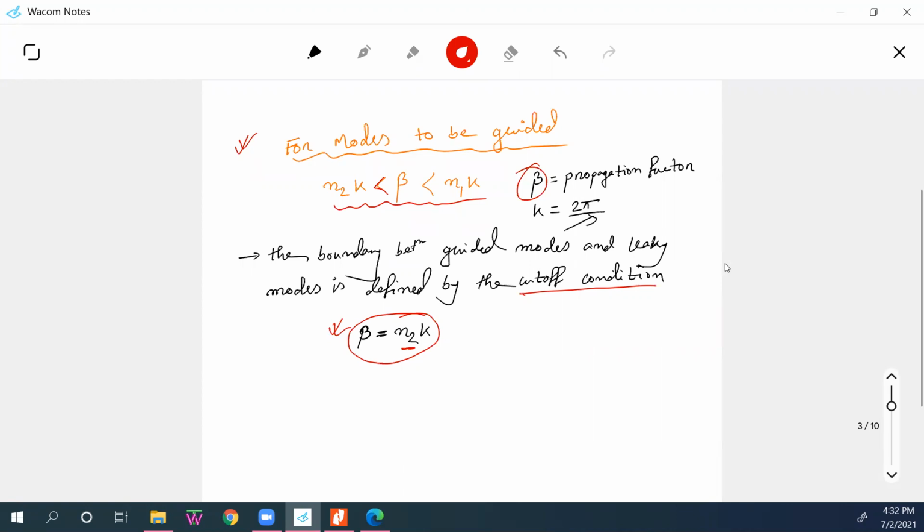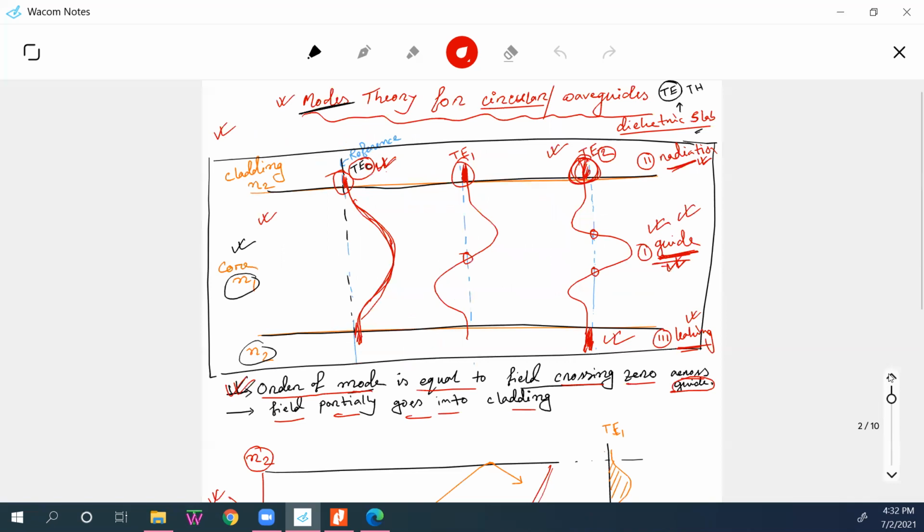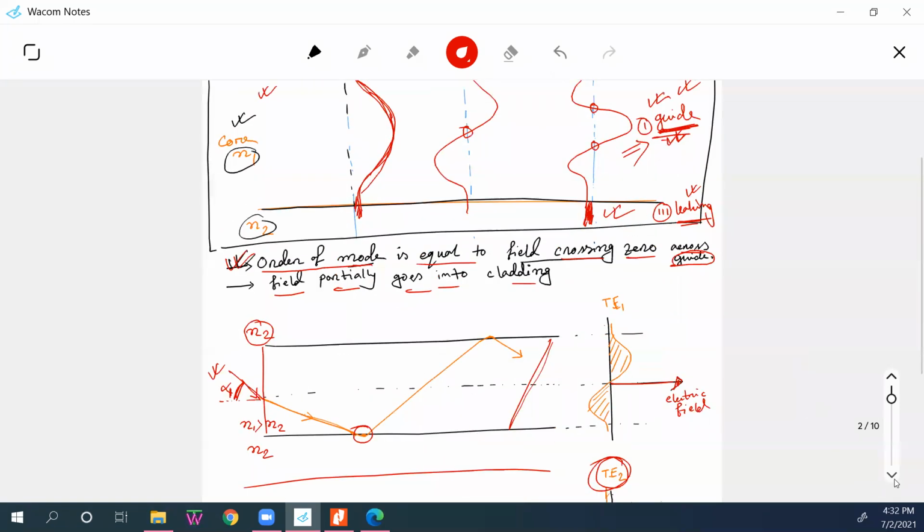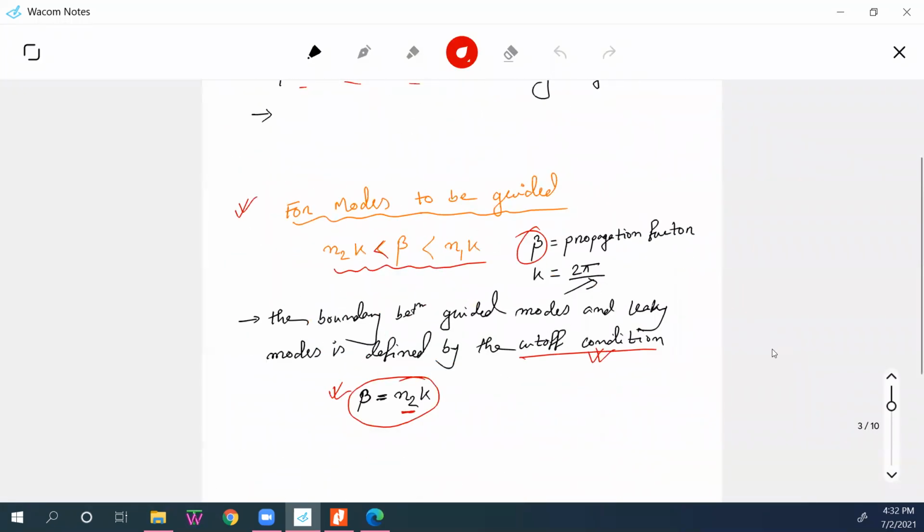Got it? This word is very important, the cutoff condition. Remember, we want to be in the guiding mode, we do not want the radiation mode, but what is the limit of this condition? Beta has to be n2k. What is k? k equals 2 pi by lambda. If we know the wavelength and the refractive index of the fiber is fixed, we know the propagation factor. It's a constant value for a particular dimension of fiber. So the cutoff condition is very important, at the point where n2k becomes beta. Otherwise, it goes to a radiation mode.